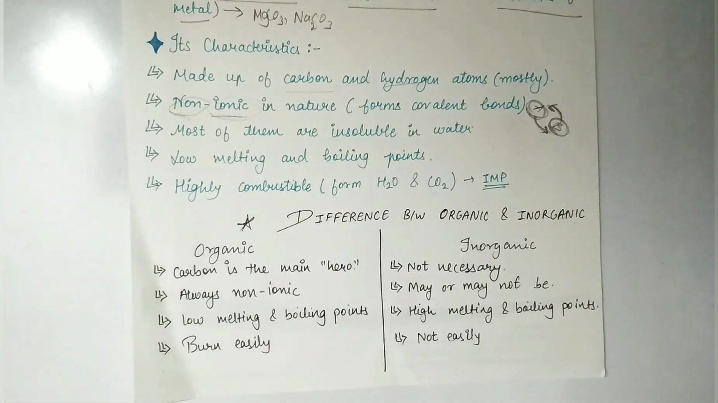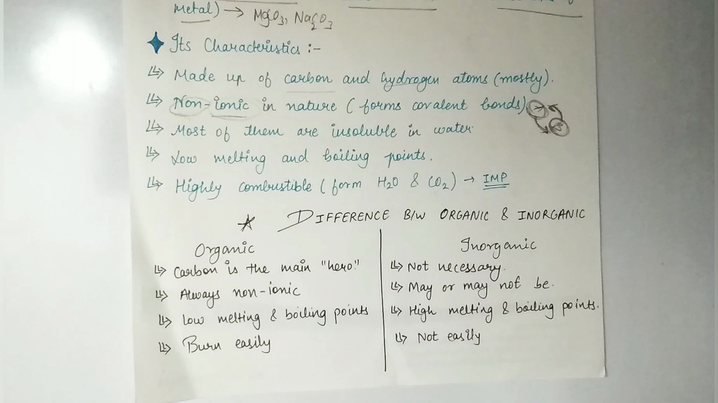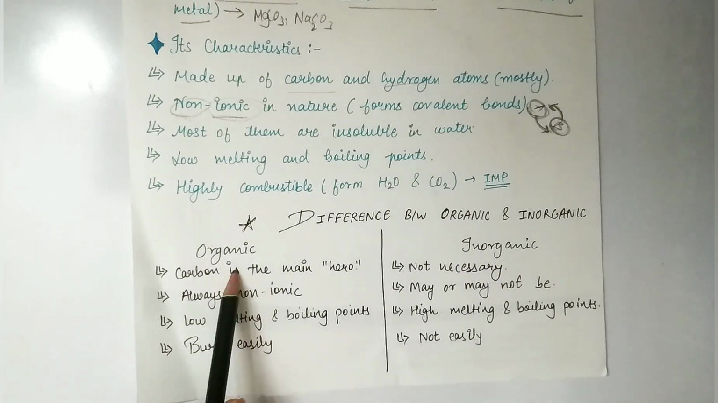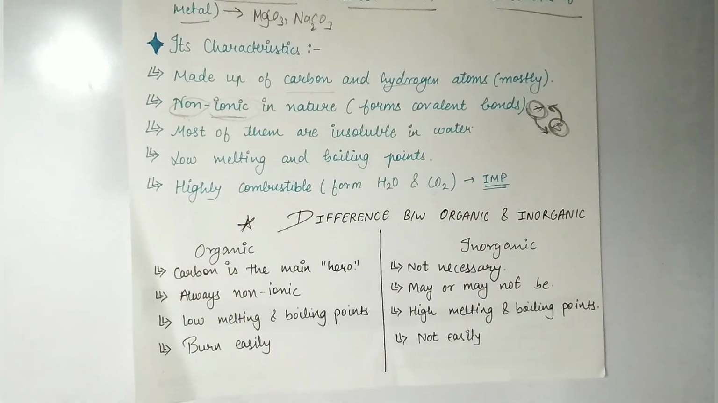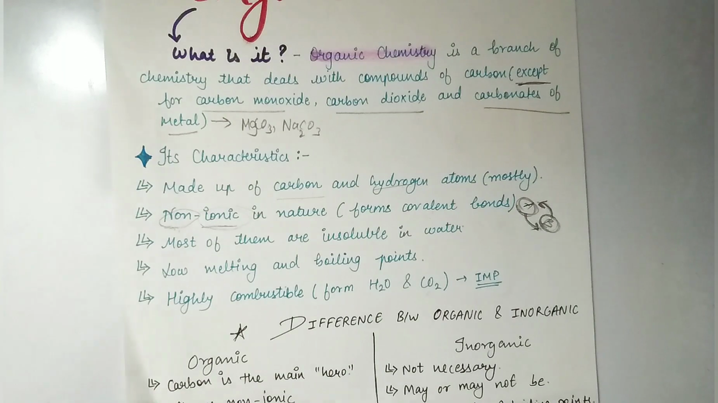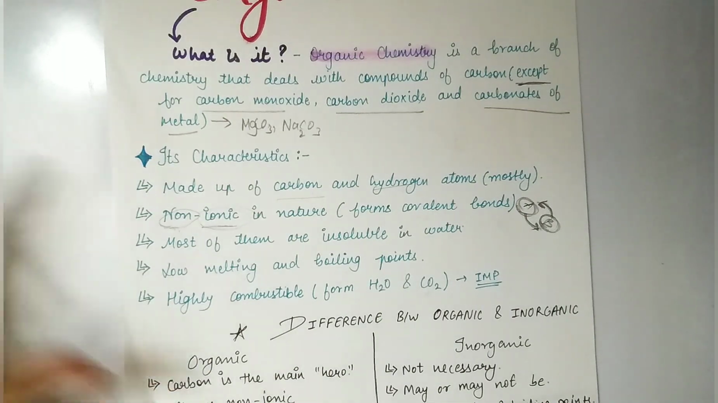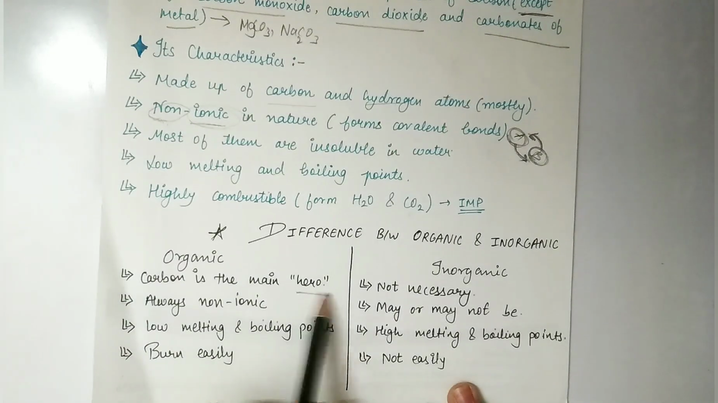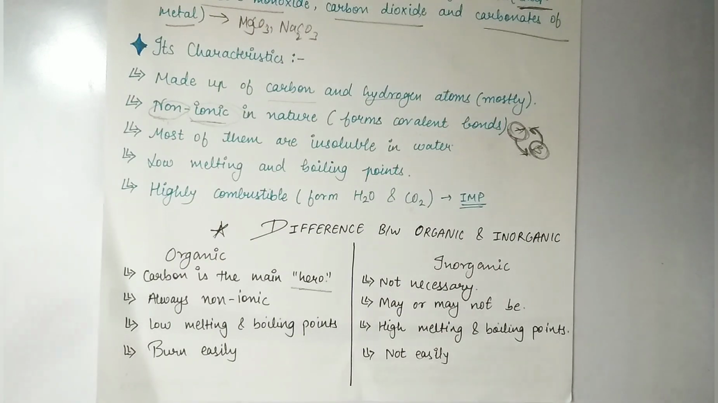Next, moving on to the difference between organic and inorganic compounds. Now that you're clear with organic compounds, let's talk about the differences. For organic compounds, remember carbon as the main hero. If you ever want to identify an organic compound, just make sure that, except for these three, all the rest having carbon as the main element are organic compounds. So carbon is the main hero, whereas in inorganic compounds, it is not necessary that carbon is the essential element or the main hero.